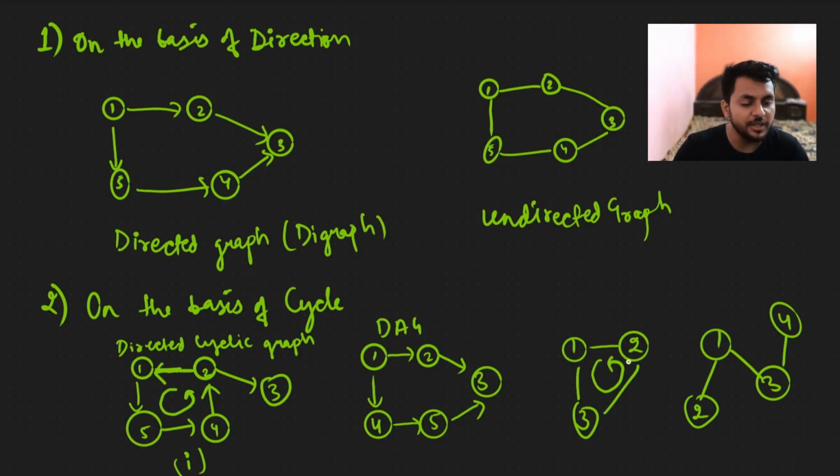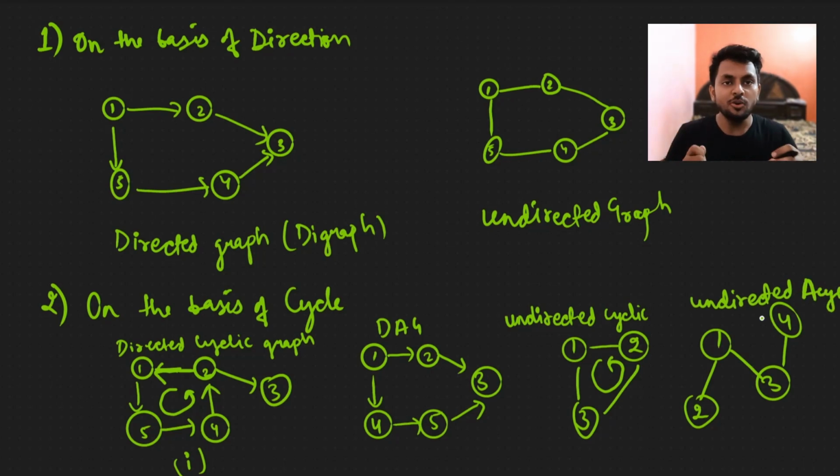Similarly, this graph contains a cycle, but it is not directed. So this is an undirected cyclic graph. And this graph is not directed, and this graph does not contain a cycle. So this is undirected acyclic. So I hope you understand the different types of graph on the basis of direction and on the basis of cycle.